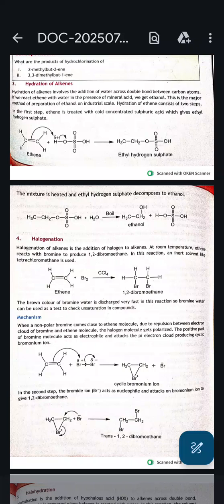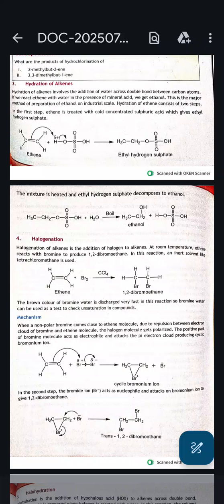Hydration of ethene consists of two steps. First step, ethene is treated with cold sulfuric acid, which gives ethyl hydrogen sulfate, and then this mixture will be heated to give ethanol. So first of all, the double bond of the alkene will take up the hydrogen of H2SO4, and the remaining part of H2SO4 also gets attached to the alkene to give a compound that is ethyl hydrogen sulfate.